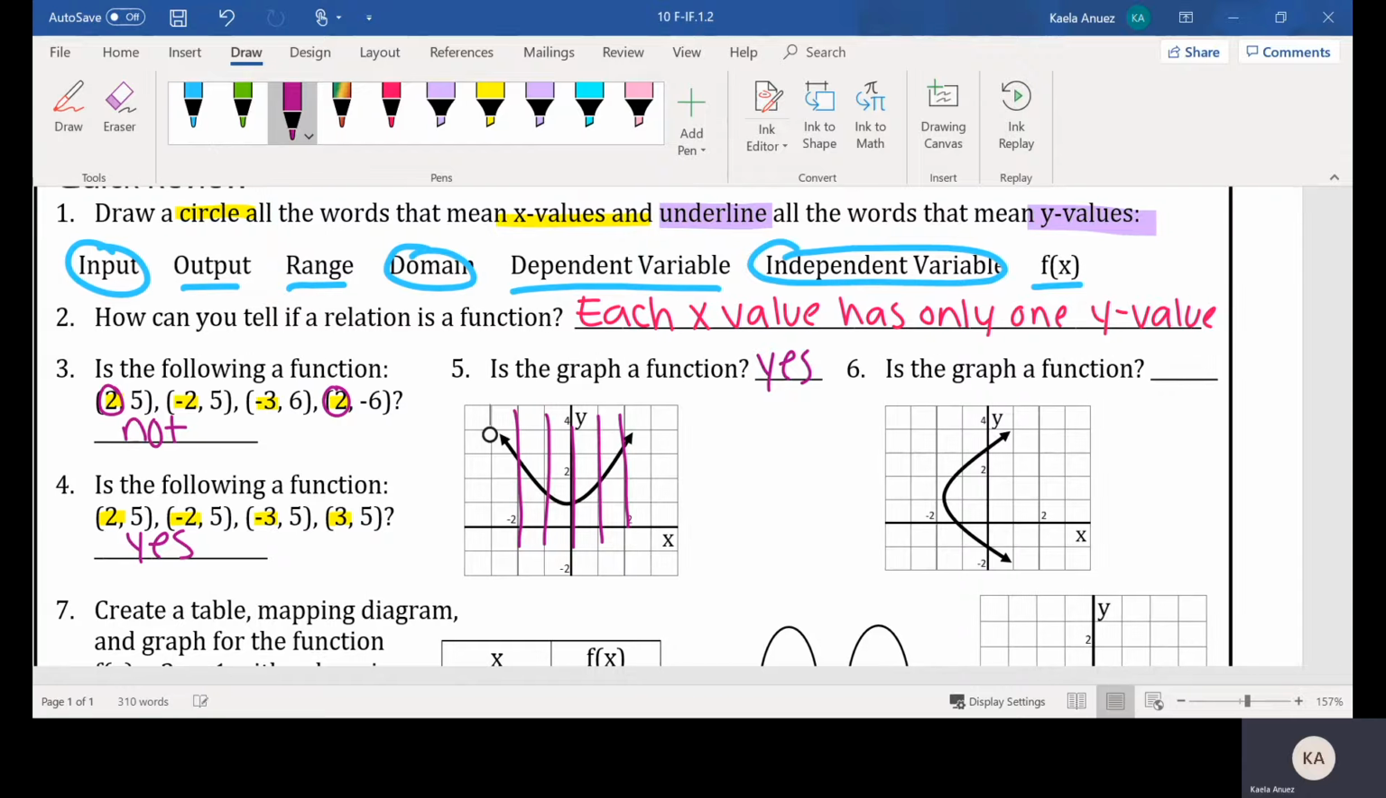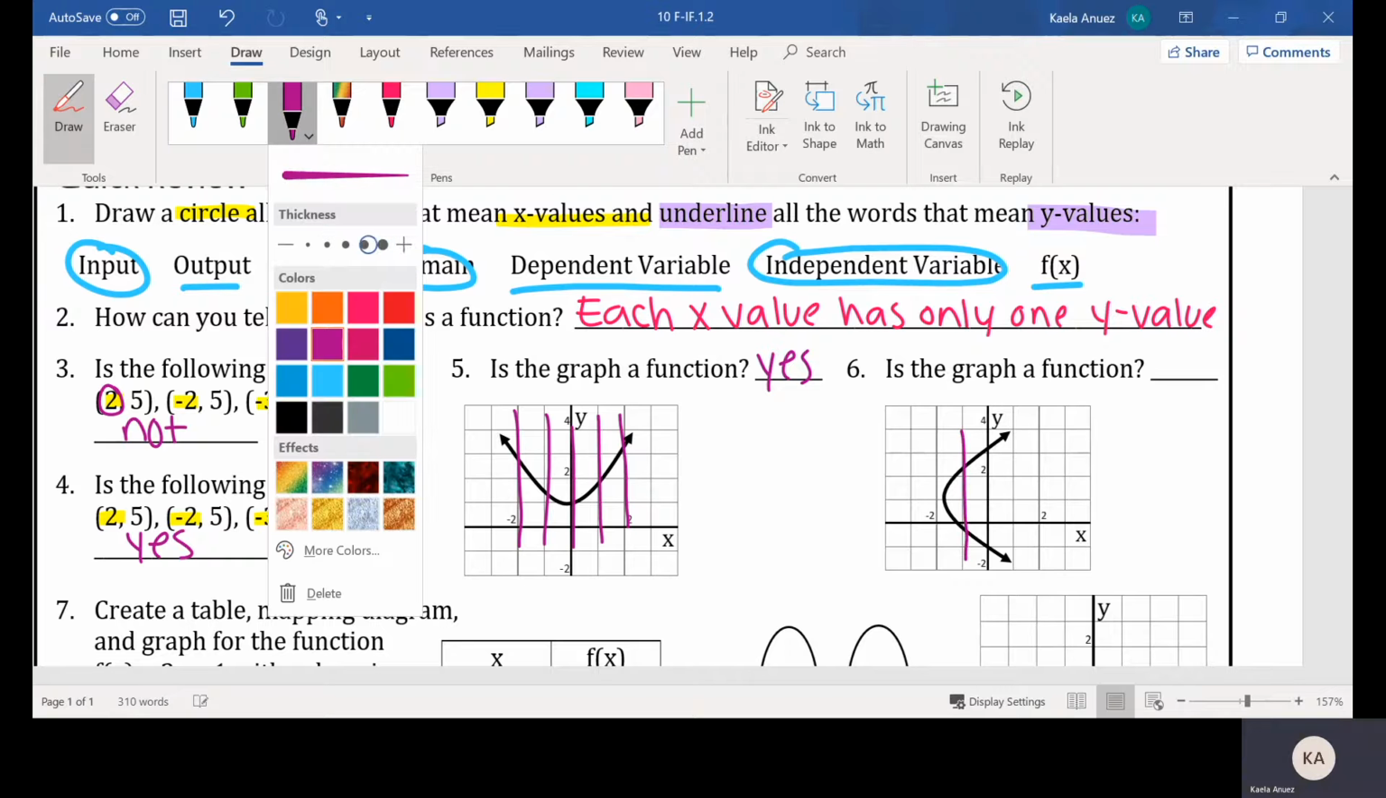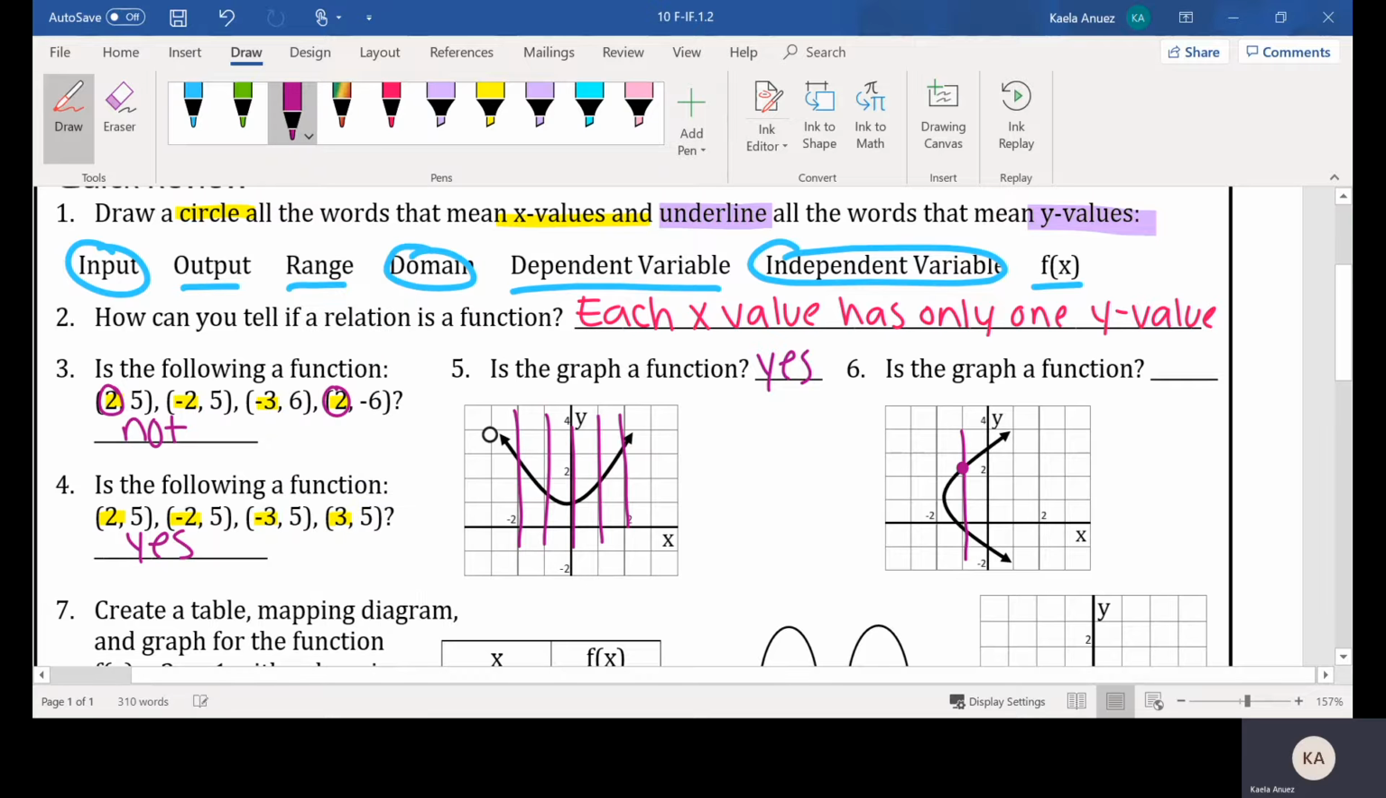Number 6, is this graph a function? Using our vertical line test, if we were to draw a line, I cross through 2 points. This point right here and this point right here. So this would not be a function.